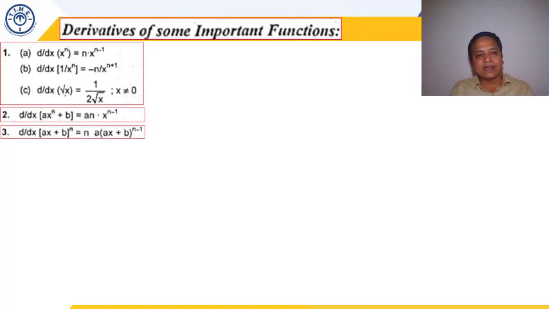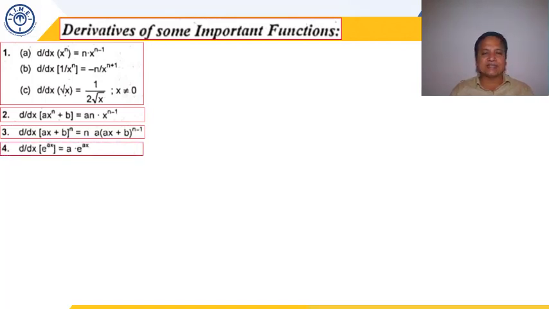d by dx of (ax plus b) to the whole power n is equal to n into (ax plus b) to the power n minus 1, into differentiation of this term which we have taken as x, that is ax plus b. Differentiation of ax plus b is a. So we can say d by dx of (ax plus b) to the whole power n is nothing but n a (ax plus b) to the power n minus 1.